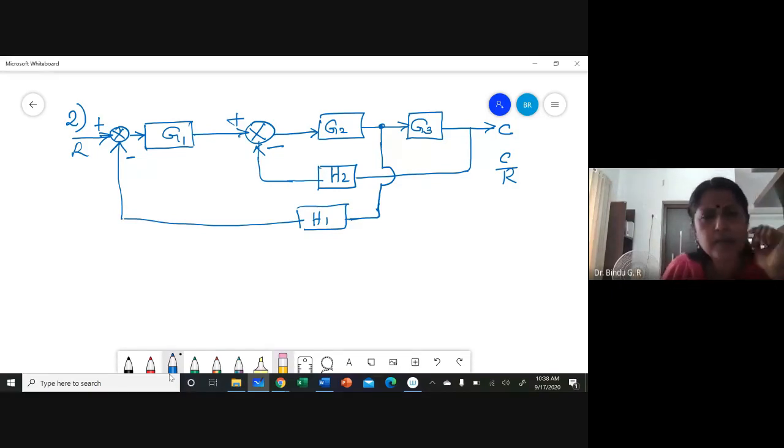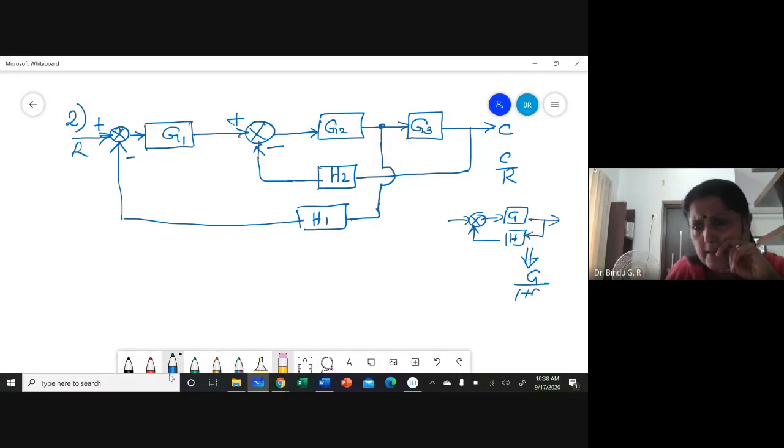Now, tell me, can you identify, like we did earlier, with G and H, some portion which looks just like this? If so, I can convert that into G by 1 plus GH, GS divided by 1 plus GSHs. Can you identify some loop here?